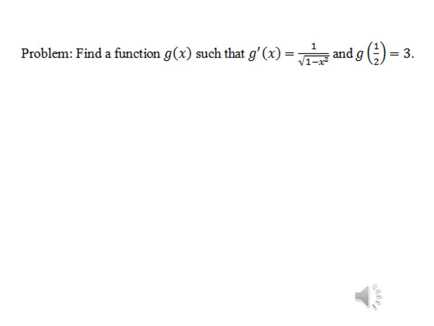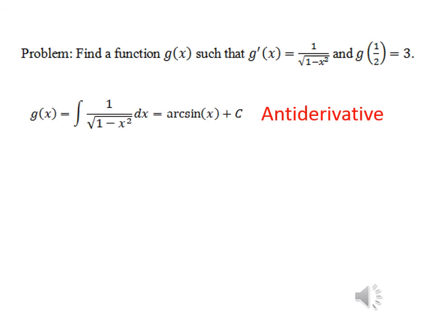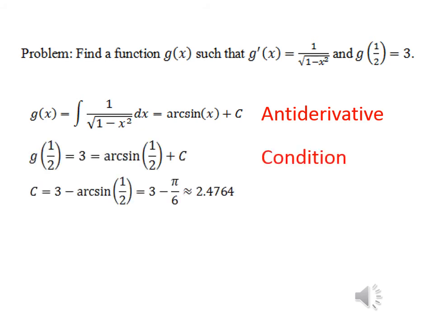Let's perform the same algebraic method with another problem. Find a function g of x such that g prime of x equals 1 over square root quantity 1 minus x squared and g of 1/2 equals 3. Take a moment to identify the condition for g. That's right, g of 1/2 equals 3 is the condition. Now you remember from our previous work that g of x is equal to the antiderivative of 1 over square root quantity 1 minus x squared dx, which is equal to arcsine of x plus c. Now we apply the condition, g of 1/2 equals 3, which equals, therefore, arcsine of 1/2 plus c.